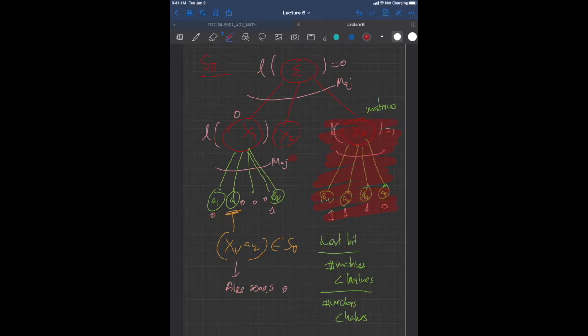I don't know if this color scheme is good, but if you have any problem seeing this, please let me know.